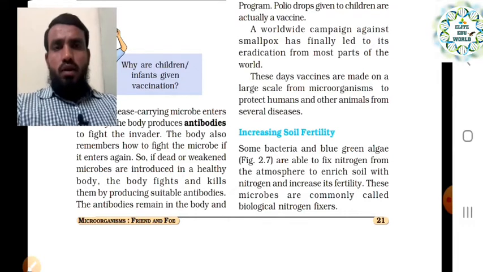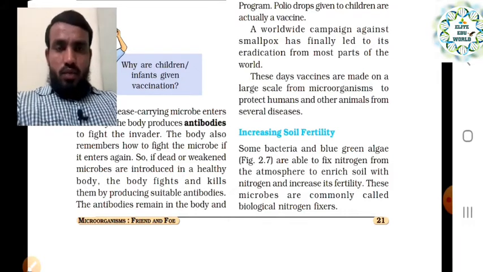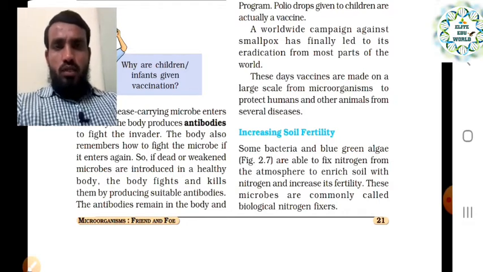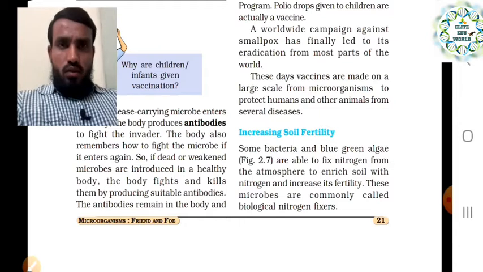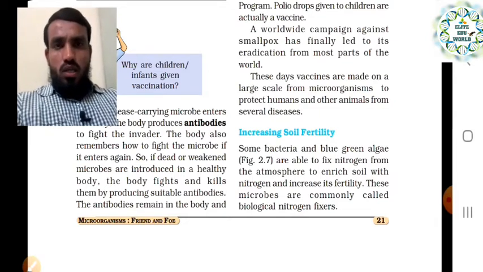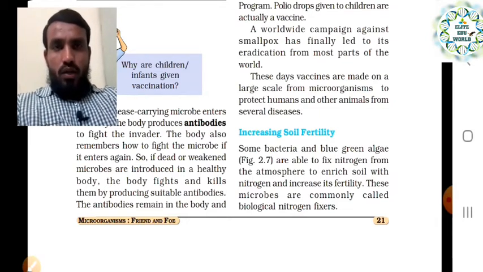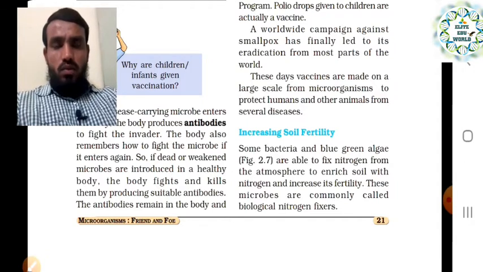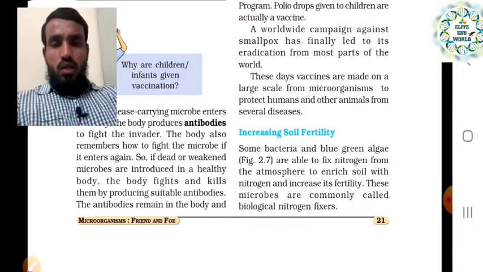And what is meant by fertility? The capacity of the soil, or the things which are required, to grow more and more plants. So if the soil fertility is good, the plant can grow very well, and if the fertility of the soil is low, it is called infertility, and the plant cannot grow very well. So to enrich these nutrients, especially nitrogen, these microorganisms can be useful, right.